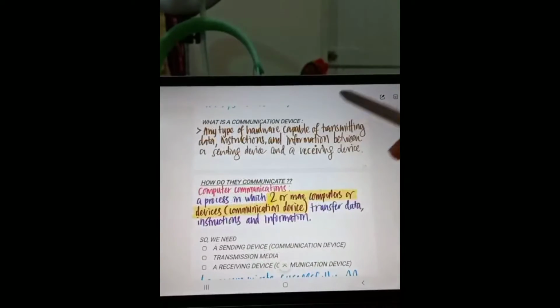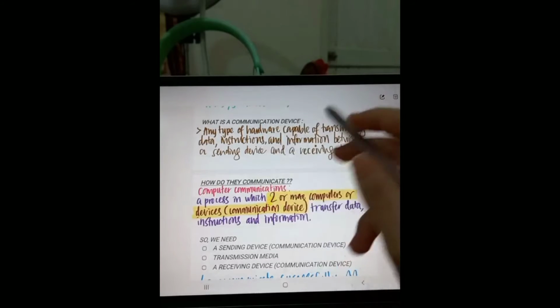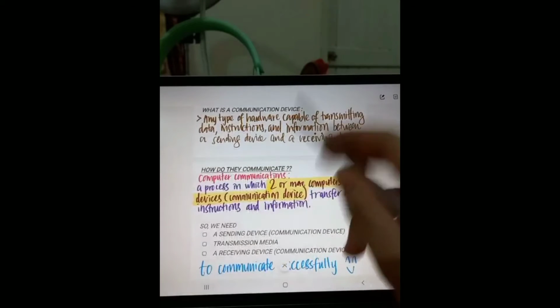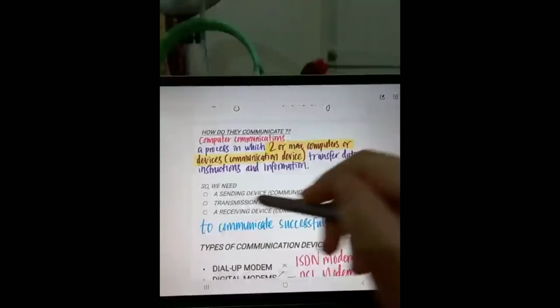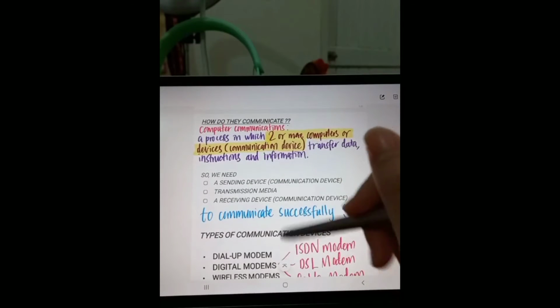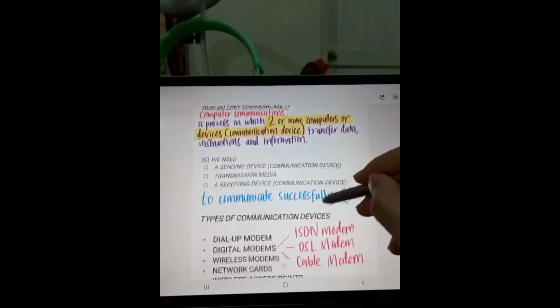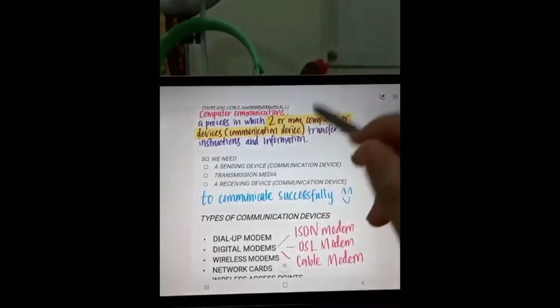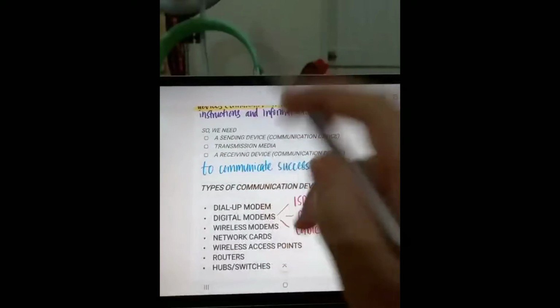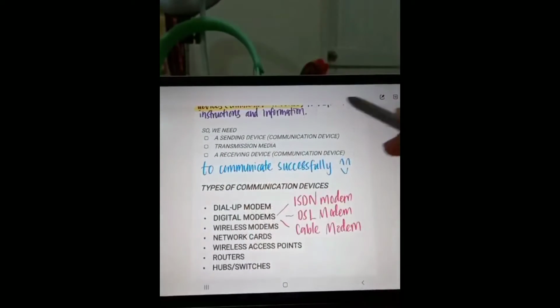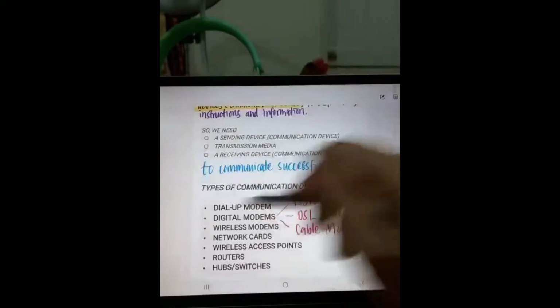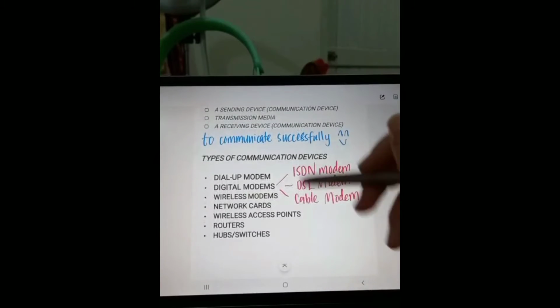It's any type of hardware capable of transmitting data, instructions, and information between a sending device and a receiving device. So how do they communicate? Computer communication is a process in which two or more computers or devices, also known as communication devices, transfer data, instructions, and information. So we need a sending device, a transmission media, and a receiving device. By having these three, we can communicate successfully.